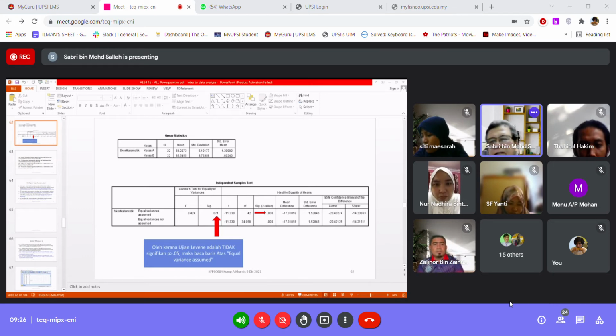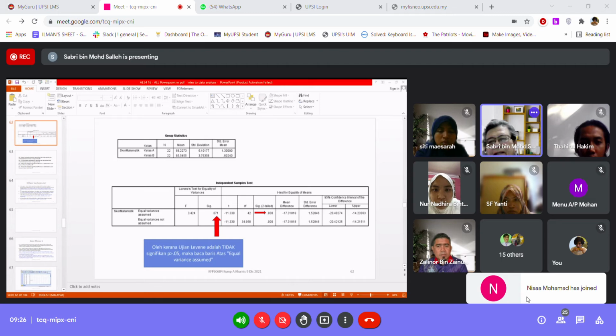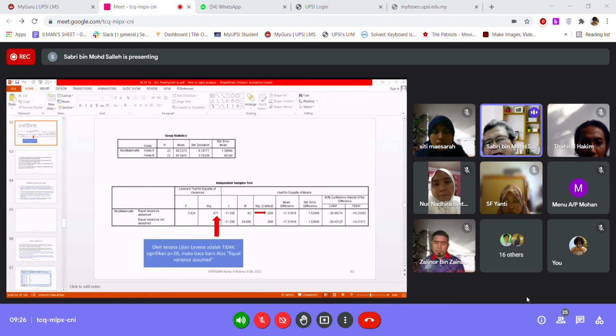Okay, cuba tengok. Dalam kes ni, dua-dua adalah significant, correct? Betul? Betul. 0.000 is less than 0.05 lah, kan? Ya. Bermakna reject the null. So bermakna there is a difference. Okay? Lepas ni kita akan balik pada apa dia punya hypothesis dan macam mana report.